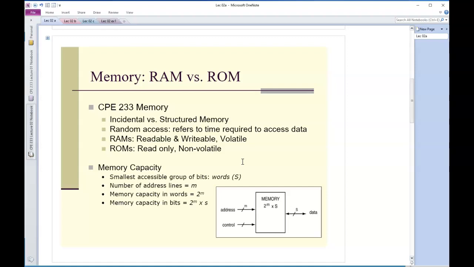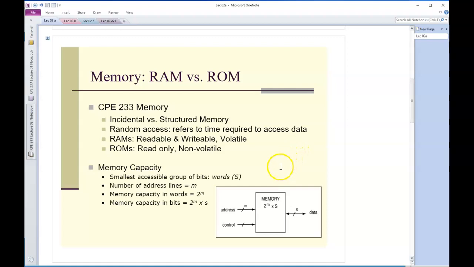The characteristics you want to take away are that RAMs are readable and writable, but they're volatile as well. You turn the power off, you lose your data. ROMs, typically speaking, are only readable, but you turn the power off, you don't lose the data. So this is a generic piece of memory. It has three types of inputs and outputs: data inputs and outputs, address and control.